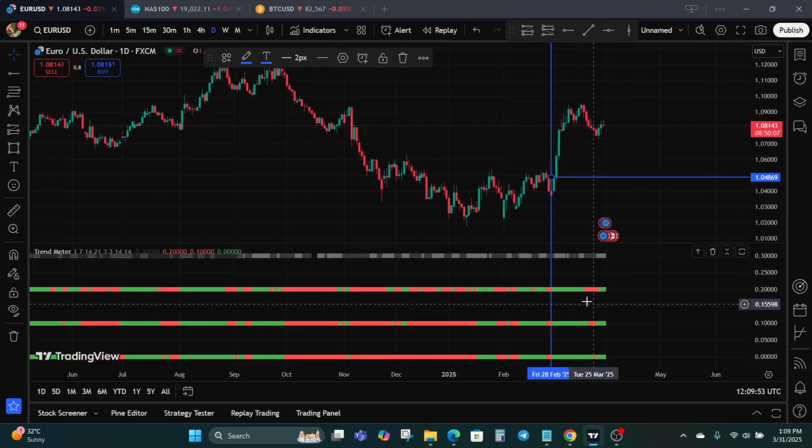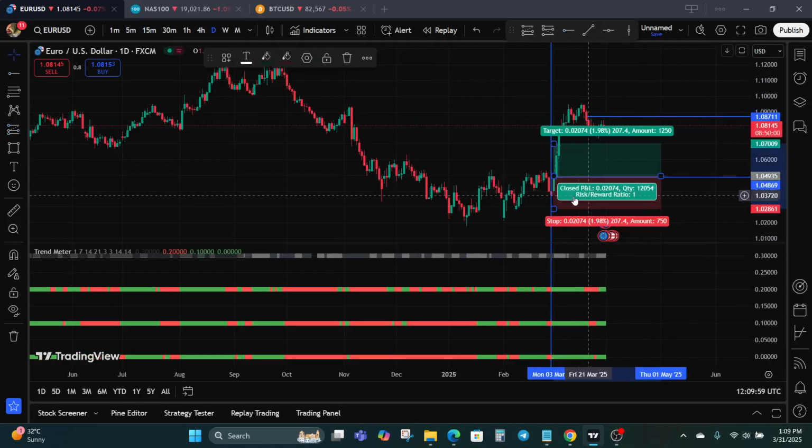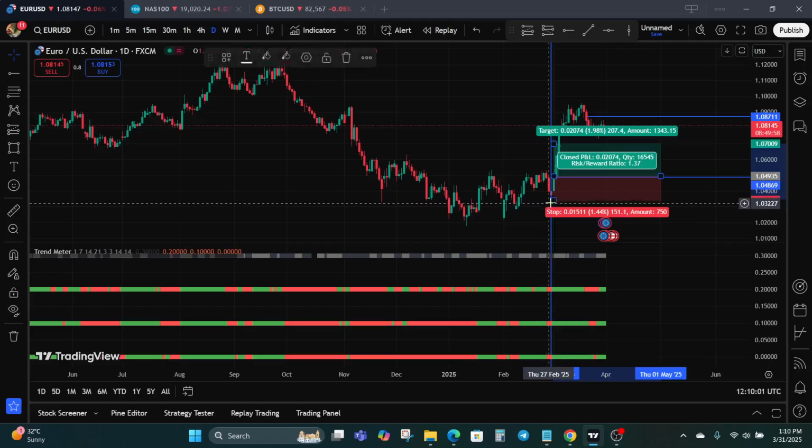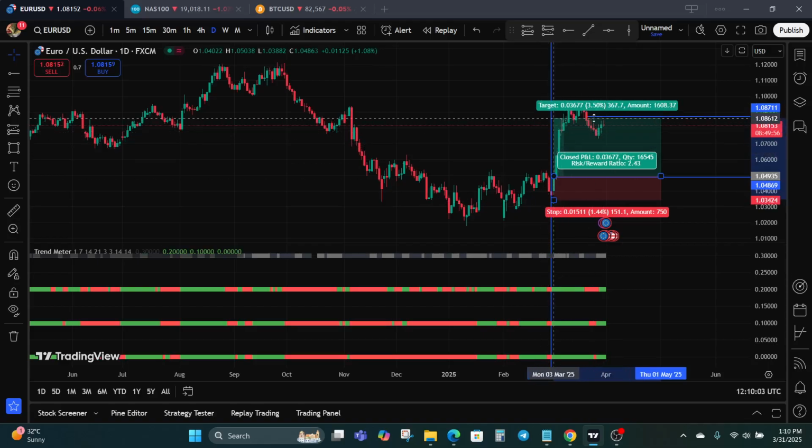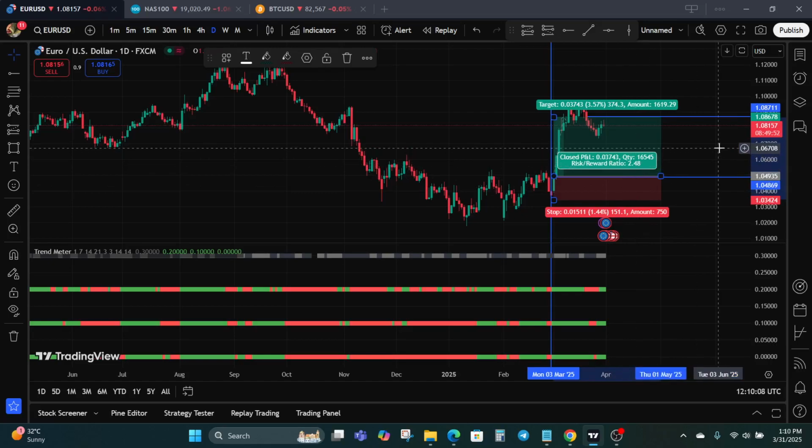So in that case, we should have exited our buy trade somewhere around here, right? That means if we had exited around here, set our stop loss below the swing low and targeted this for our take profit, we would have a good risk to reward ratio. You can see that.